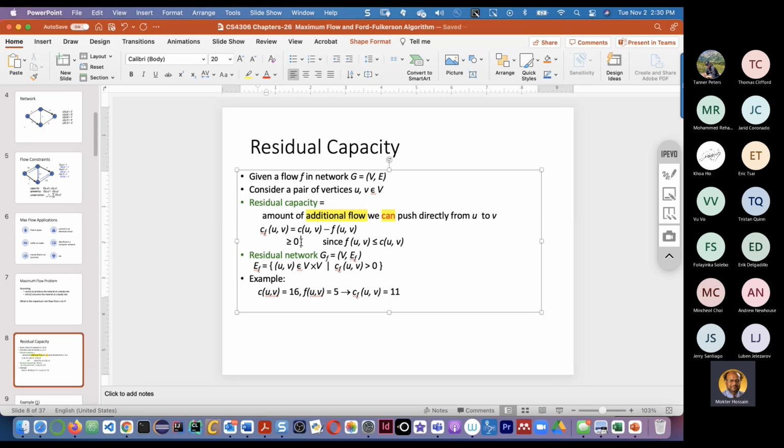Capacity minus flow equals residual capacity. So we will remember this term, capacity minus flow, for any two nodes.